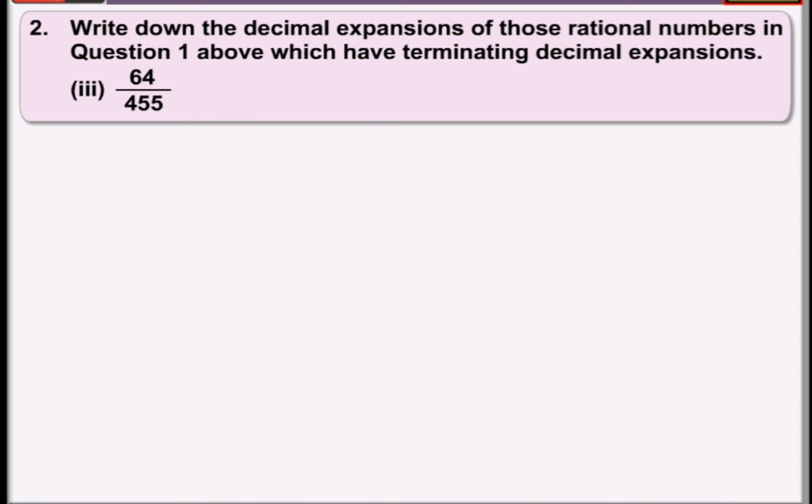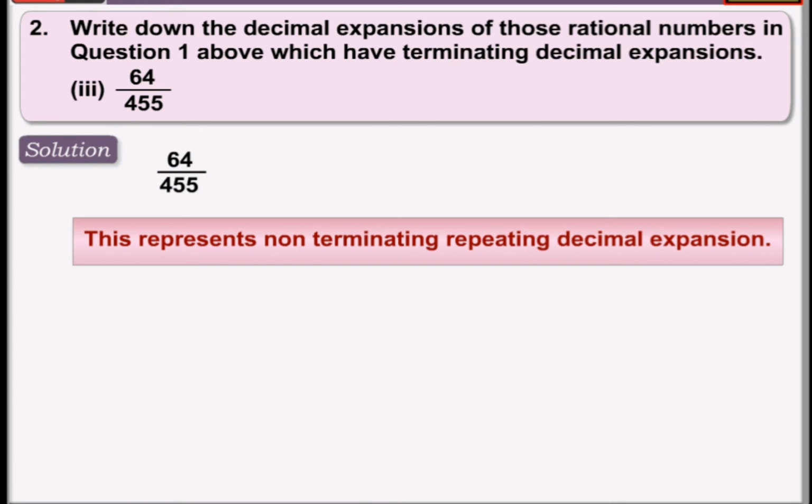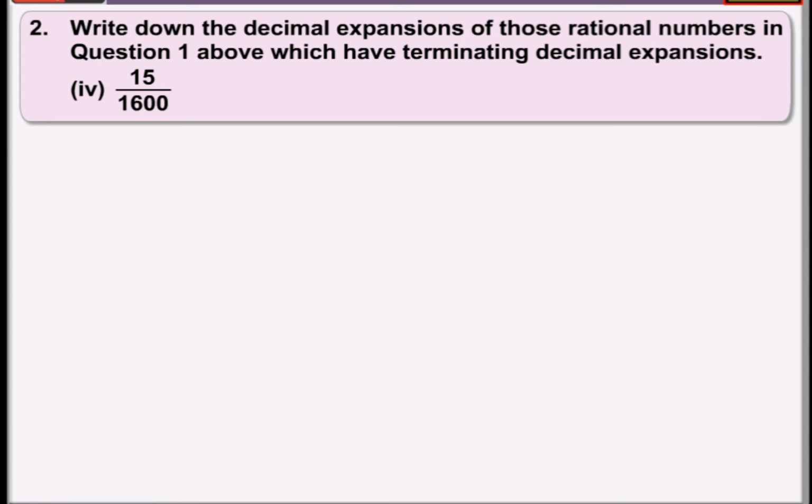Number 3. 64 upon 455. Answer. 64 upon 455. Well, this represents non-terminating repeating decimal expansion. Number 4. 15 upon 1600.